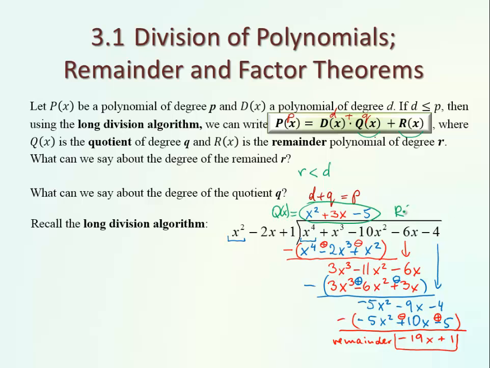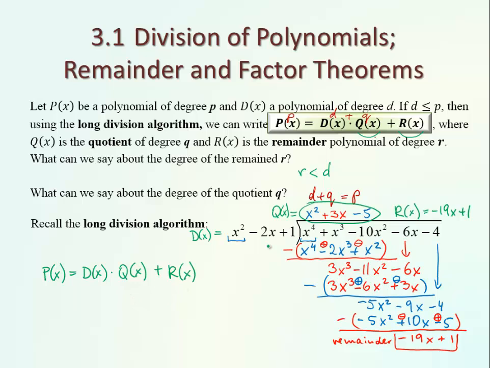And the remainder r of x is actually not just a number, but a first-degree polynomial, negative 19x plus 1. So as you see, we could write the original polynomial p of x, which is this dividend, as the product of d of x, which is our divisor, times the quotient q of x plus the remainder r of x.